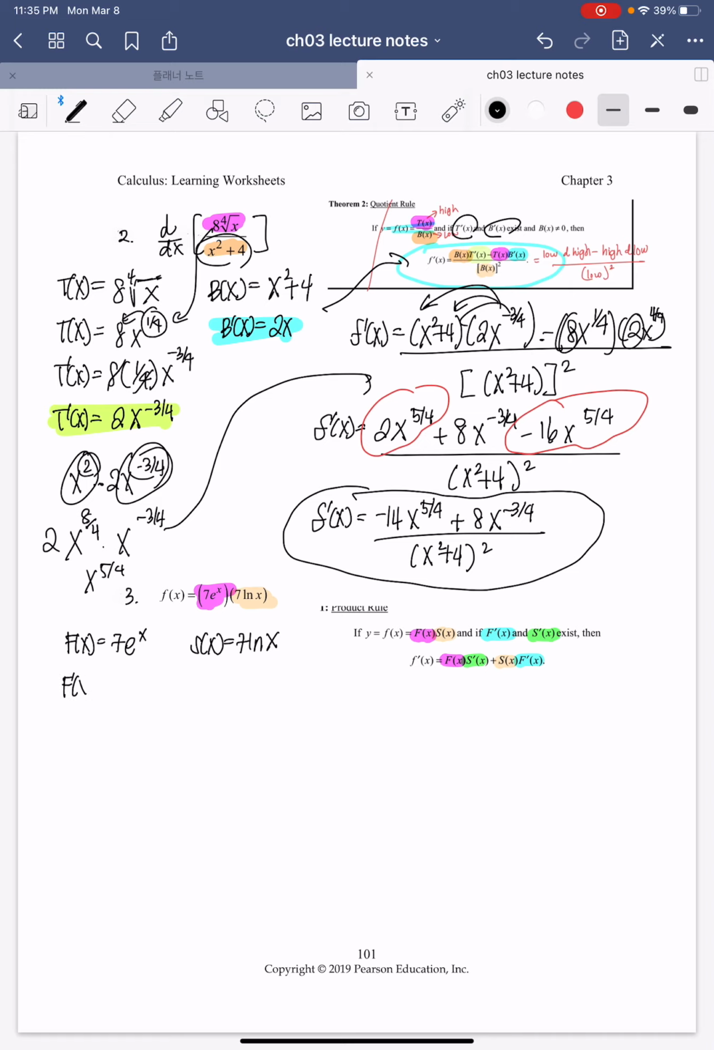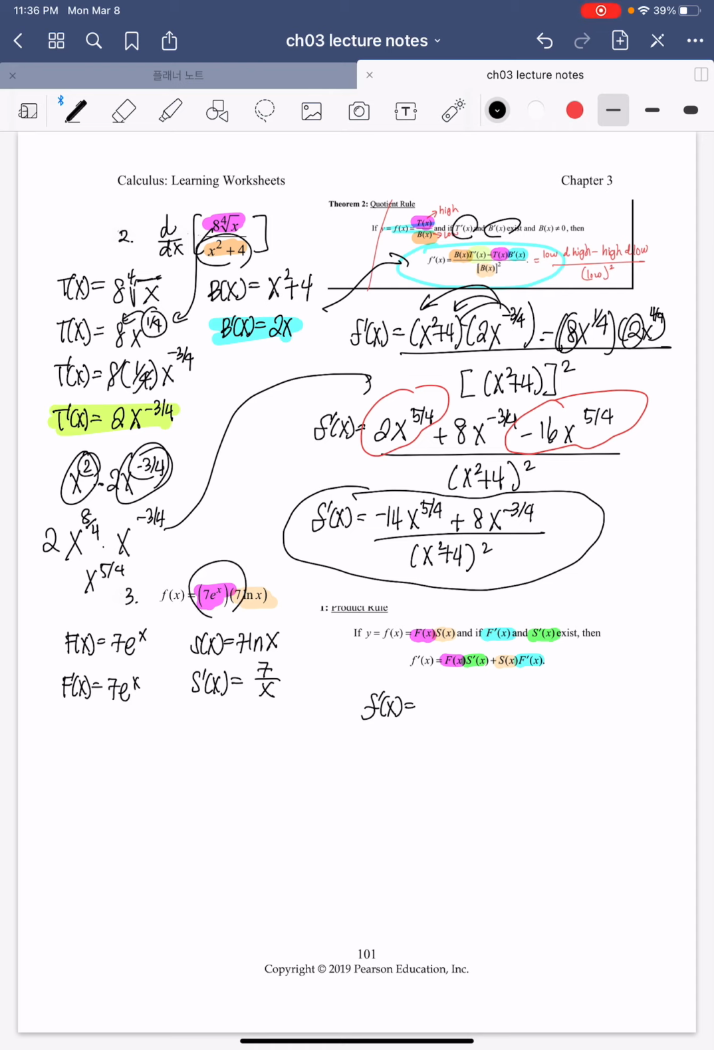F prime of x, this one we did in chapter last week, chapter 3.1, 3.2, the exponential and log function. e to the x is just e to the x with the constant there, so it's just 7e to the x. Ln of x, derivative is 1 over x with the constant there, so s prime of x is 7 over x. So now all we have to do is just plug it in, match up the colors.